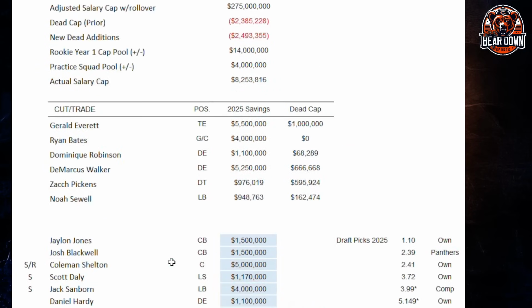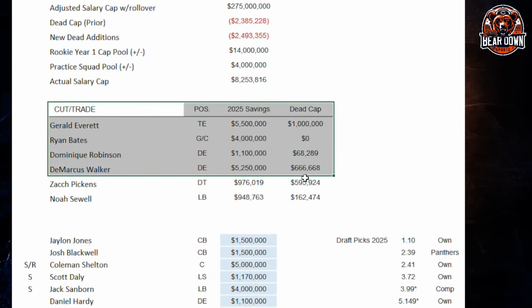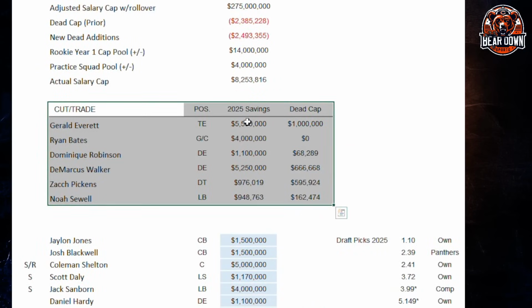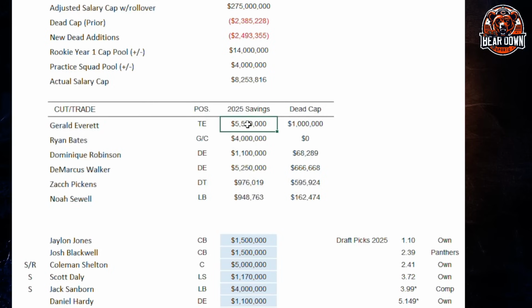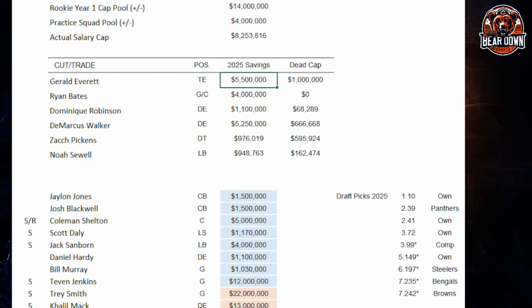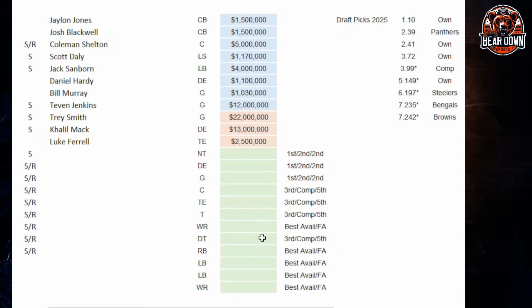But then here's some of your key cut trade candidates that we have reviewed. So Gerald Everett, if the new regime wants to come in with their new stuff and say, okay, that's only a $1 million dead cap, and we're going to go in the draft to develop another tight end, we sign Luke Farrell here, $2.5 million. We save $5.5 million there, and we go draft a tight end. That's a net savings. Gerald Everett can go sign somewhere else.